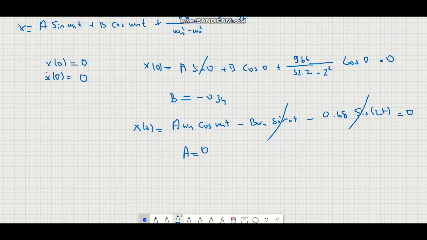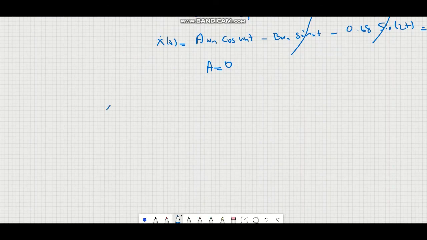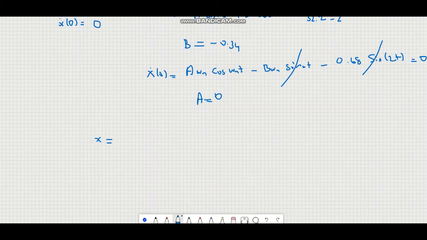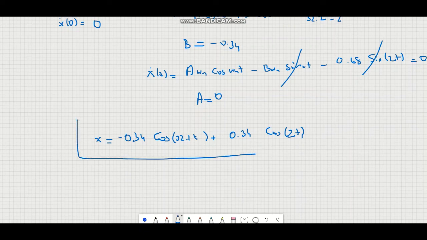Okay, so we can write down our equation of motion. x is going to be minus 0.34 cosine omega n t, where omega n is 32.2, plus 0.34 cosine 2t. This is going to be our equation for x.